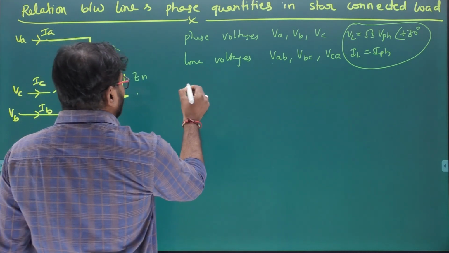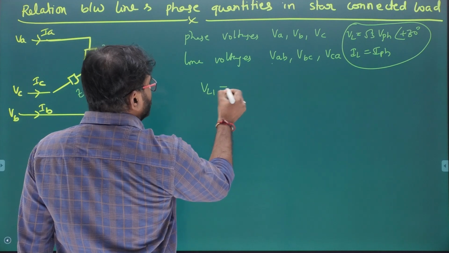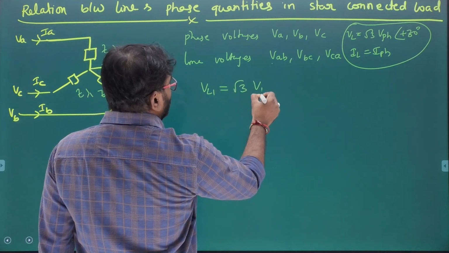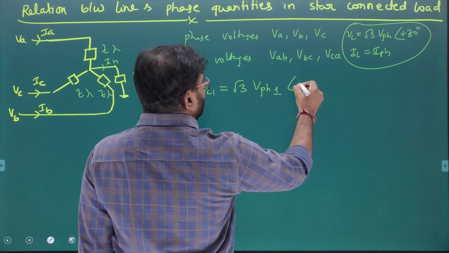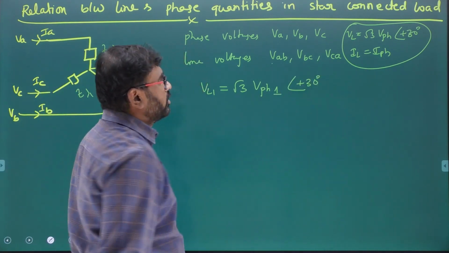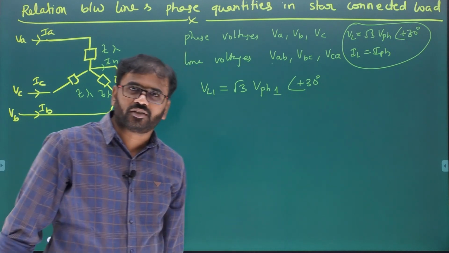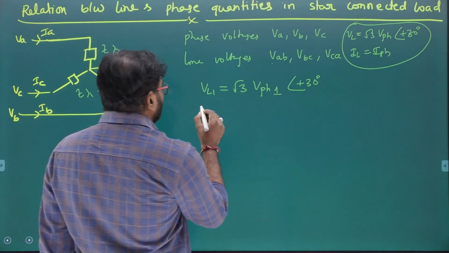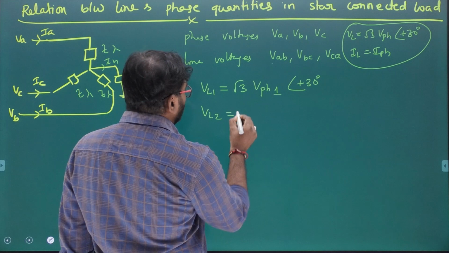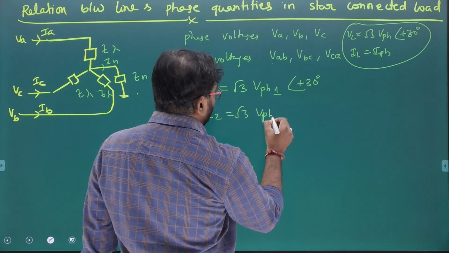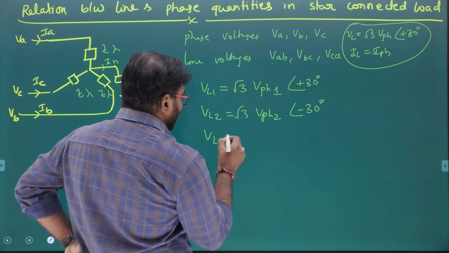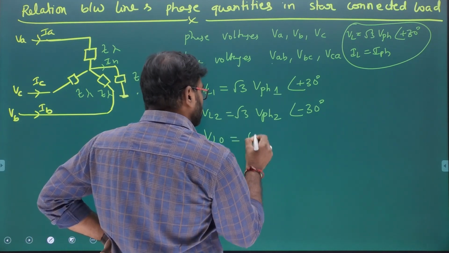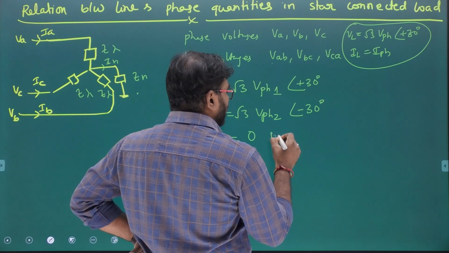Okay. So the simple thing is, the positive sequence line voltage equals root 3 times the positive sequence phase voltage at an angle plus 30, I am not going into the derivation. Because positive sequence has the same relation as balanced phasors. Clear? And the negative sequence line voltage equals root 3 times the negative sequence phase voltage but at an angle minus 30. And the zero sequence line voltage is equal to 0. That means it never exists.